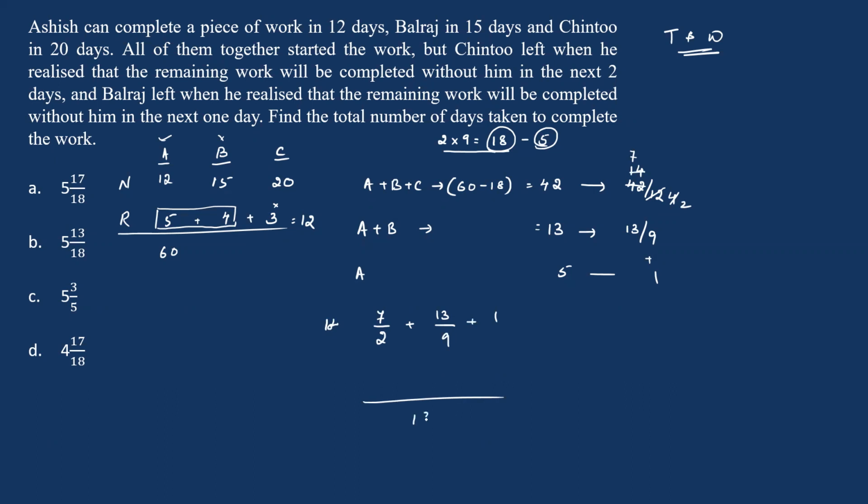So if you take the LCM as 18, 9 sevens are 63 plus 26 plus 18 becomes your answer. Clear? So 63 plus 26 is 89. 89 plus 10 is 99, plus 8 is 107, divided by 18. Clear? And 107 divided by 18 is 5 times 18 is 90, so 17 by 18. So this becomes your answer. And therefore, our answer is going to be option A. Clear?